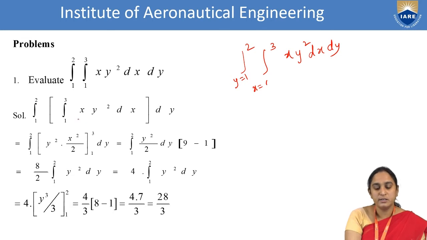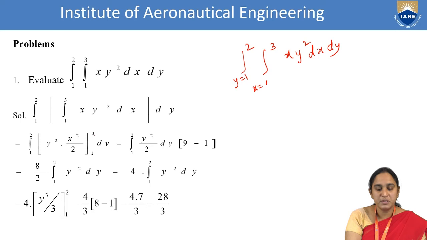Now I'll integrate with respect to x, which means y square is constant, and for that case the x integration is x square by 2, y square as it is, and the limits are 1 to 3, and next integral 1 to 2 dy. Again, in the integral 1 to 2, I'll take the 2 outside and y square also outside, that is y square by 2 dy, and I'll substitute the x limits, upper limit and lower limit.